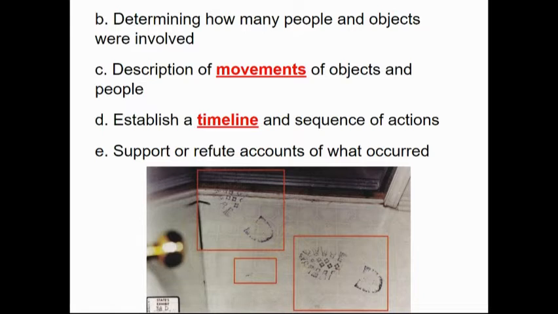So that's your theory of the crime. How did it happen? What were the events? And you're basically telling a story using the evidence. But you might also refute an account. And what's that mean? It might mean that the defense is trying to give you a different explanation for what happened. And then using the evidence, you can say that's not possible or that's not likely.